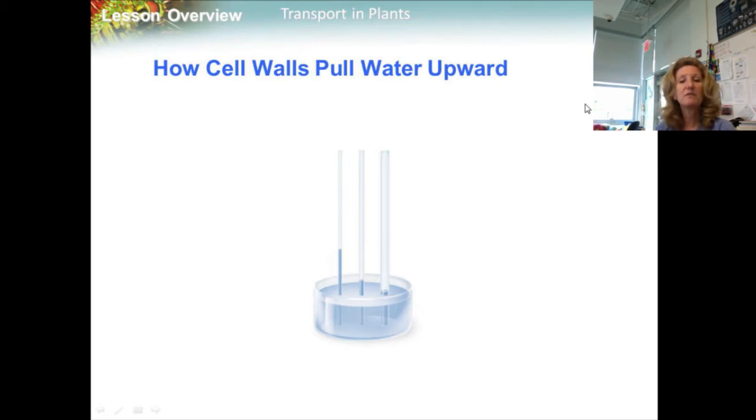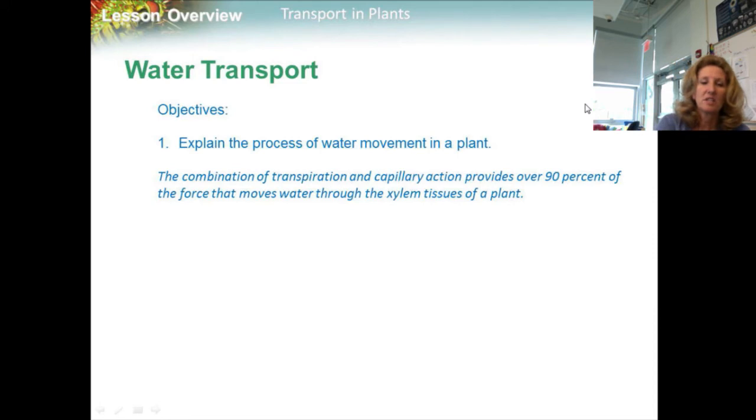Xylem tissue is composed of tracheids and vessel elements that form many hollow connected tubes. These tubes are lined with cellulose cell walls to which water adheres very strongly. How convenient is that? So when transpiration removes water from the exposed walls, strong adhesion forces pull in water from the wet interior of the leaf. That pull is so powerful that it extends down through the tips of the roots to the water in the soil. So, explain the process of water movement in a plant. A combination of transpiration and capillary action provides about 90% of the force that moves water through the xylem tissue of a plant.